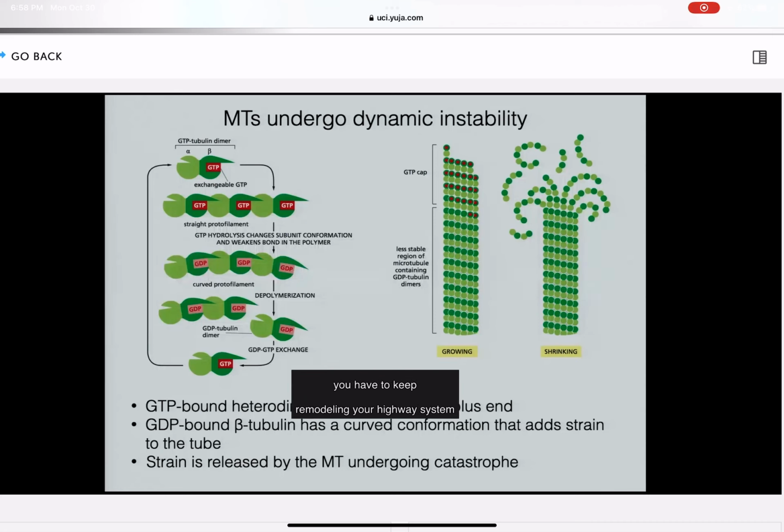You don't want certain processes happening all the time. You don't want the highway system to be static. If you're a cell that is constantly moving, you have to keep remodeling your highway system to end up trafficking things to the proper location, right? And so you need to be dynamic. If this was static, the cell would be stuck. It couldn't really deform its membrane and move as it should. Right? And so you need to very dynamically grow the system and destabilize it. And we'll use mitosis as a fantastic system to illustrate this in the upcoming lectures.